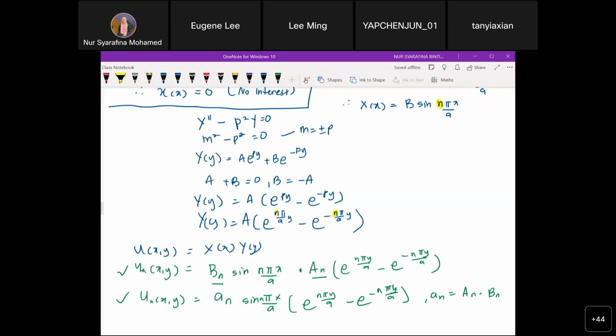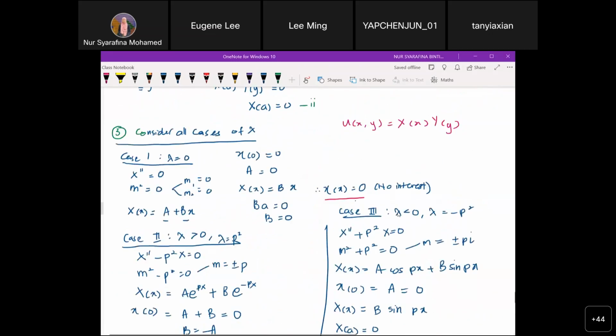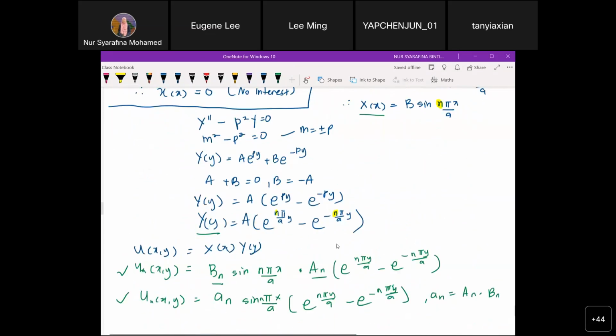This one, you have your x, okay? You have your y. And remember, our expected solution should always fulfill u(x,y) equals x times y. Then you just combine u(x,y) equals x times y. And as you can see from x and y here, there involves n, a sequence, then you just put B_n here. So now u_n becomes sine n pi x over a, and y now becomes A_n times e to the n pi y over a minus e to the minus n pi y over a. Okay, so we combine these two constants as A_n. Then we rewrite again the whole expression.